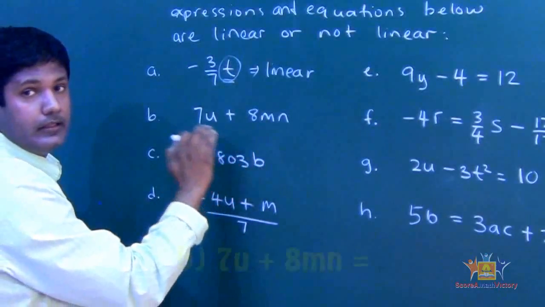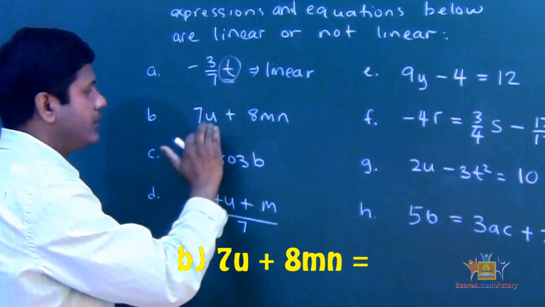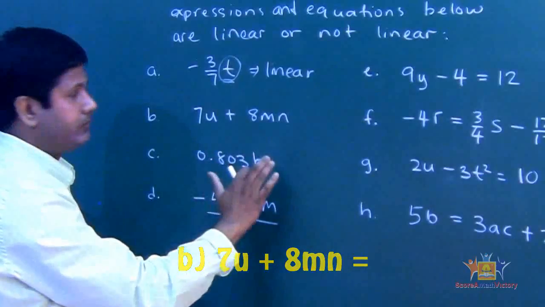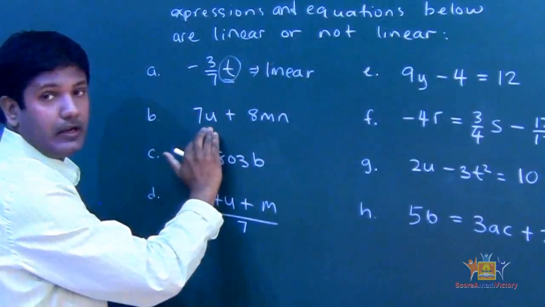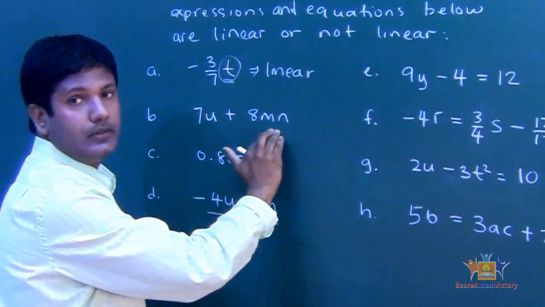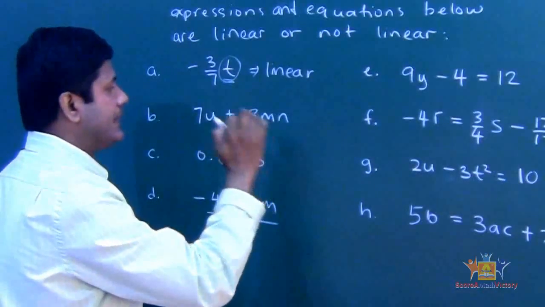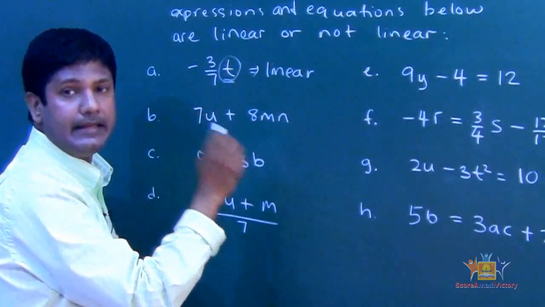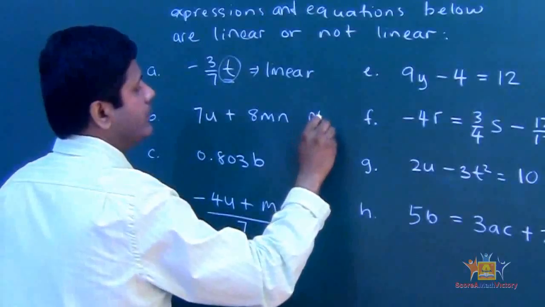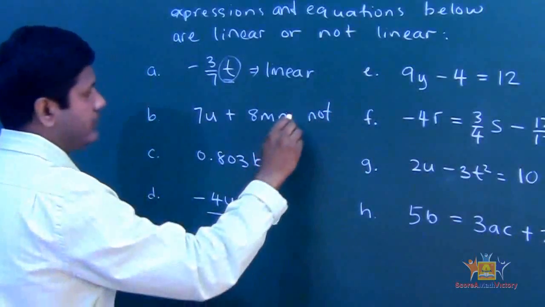What about this one? This is an expression. We've got one term and two terms. All right, there are two terms. The first term has one unknown. Look at the second term, it has two unknowns. That disqualifies this from being linear. So this is going to be not linear. Right, so we're just going to put not. Okay, so this is not linear.